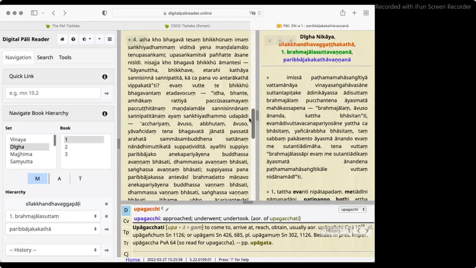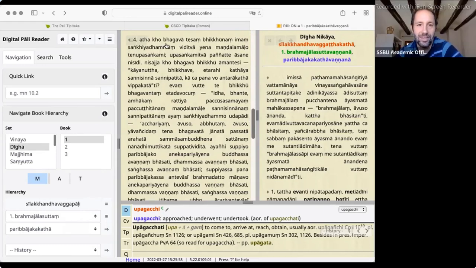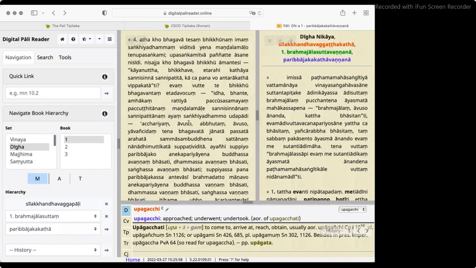So in this case, the rule is followed. Viditva is the absolutive, and it has the same subject as Upasankami and Viditva. They both have Bhagava. And then if we continue, we have another absolutive, Upasankamitva. Here we don't see the subject, so it means it's still the same, right? Yes, it's elliptic.